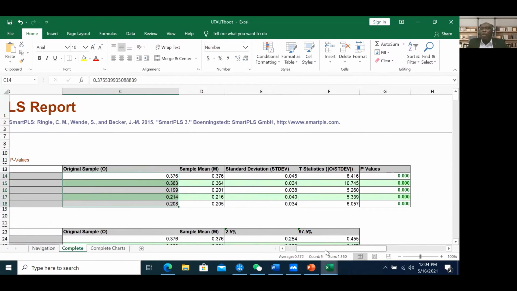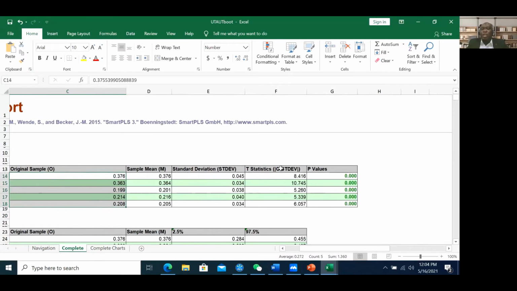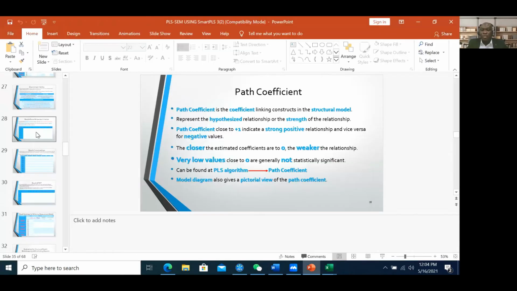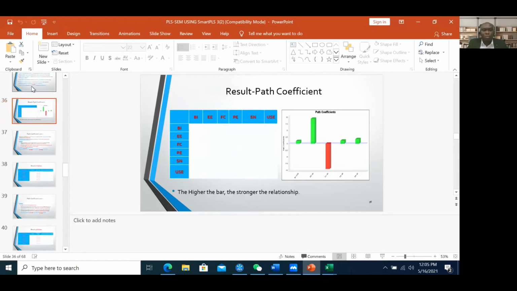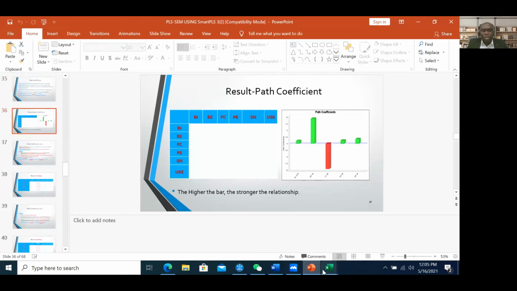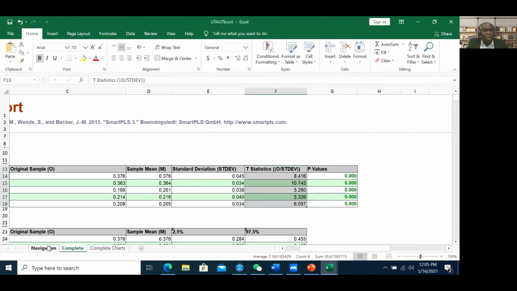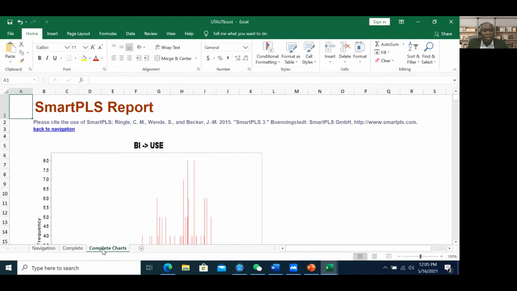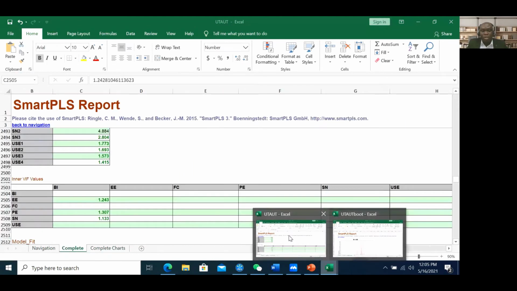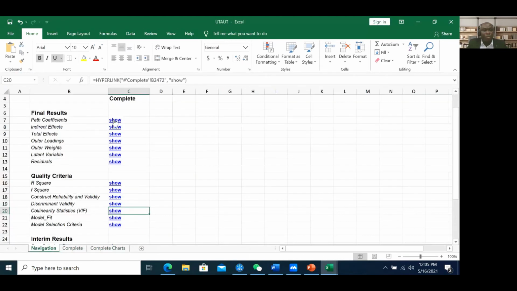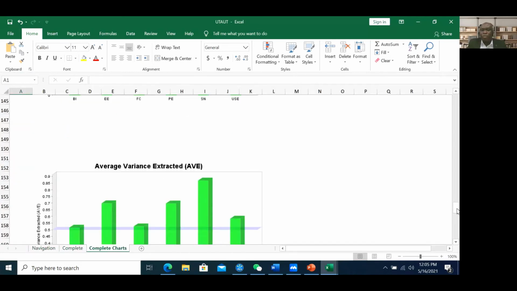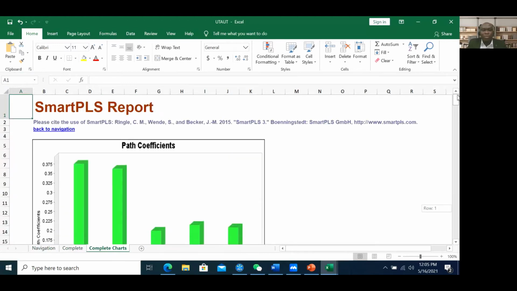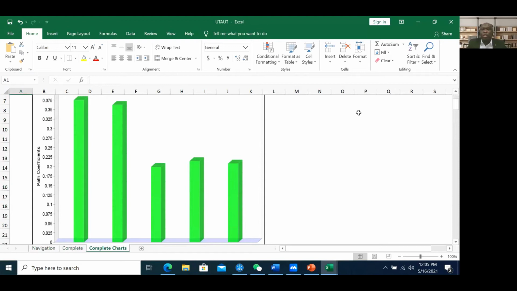The next thing you're going to assess in this table is the T statistics. Let me quickly go to the T statistics. Let me show you. You can also see the pictorial view of the path from the report, the various paths from the algorithm.